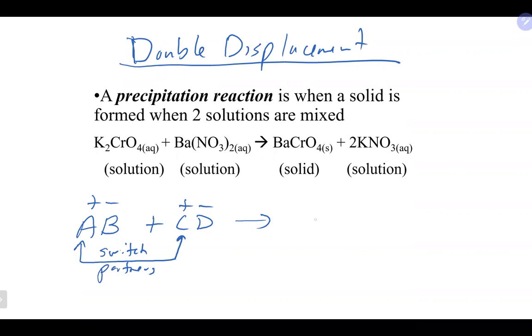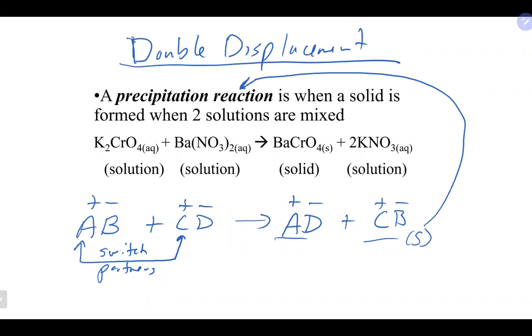That means that the A, which is positive, will hook up with the D that's negative, and the C that was positive will hook up with the B that's negative, and it will make two new ionic compounds on the right-hand side. Now, one of these combinations may result in an actual solid being formed, and if a solid is formed, that means that we can more specifically classify this as a precipitation reaction. So a precipitation reaction is a more specific classification of a double displacement reaction.